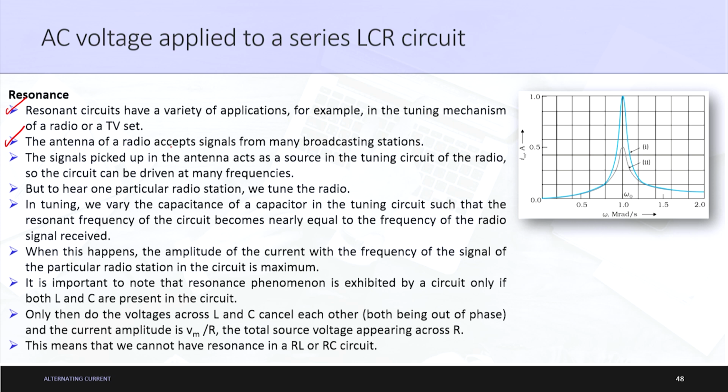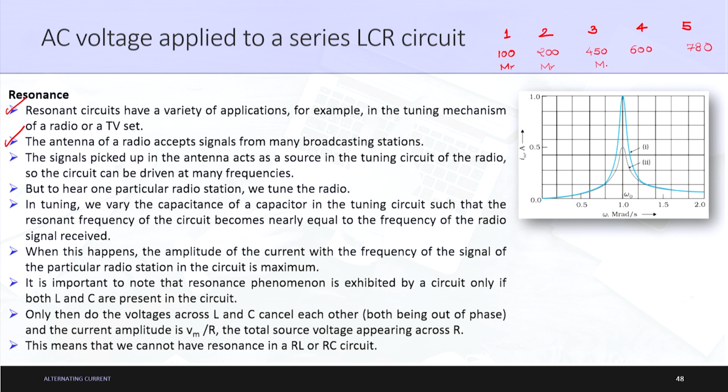So, the antenna of a radio accepts signals from many broadcasting stations. Let us suppose there are 5 broadcasting stations, 1, 2, 3, 4, 5. Let us suppose that the values of omega for all of them are 100 m radians, 200, 450, 600, and 780. Everything is in m radians.